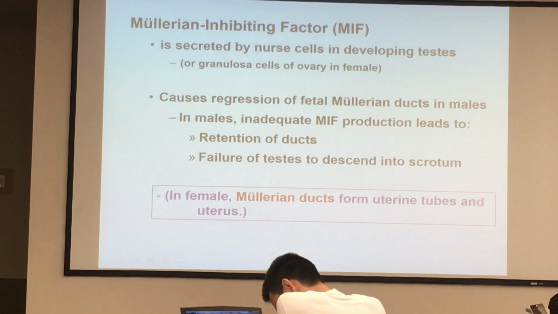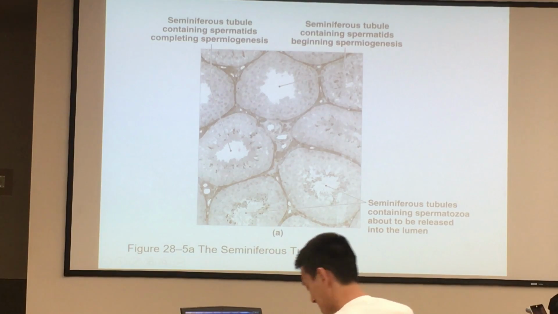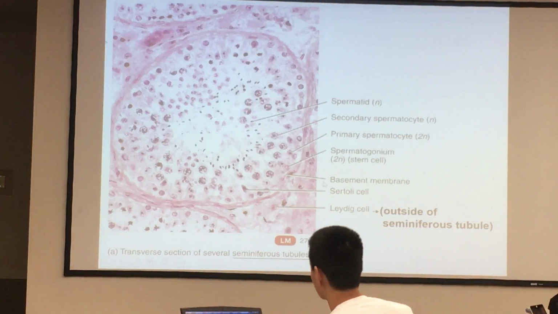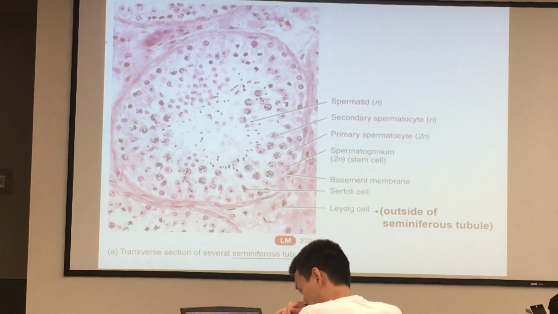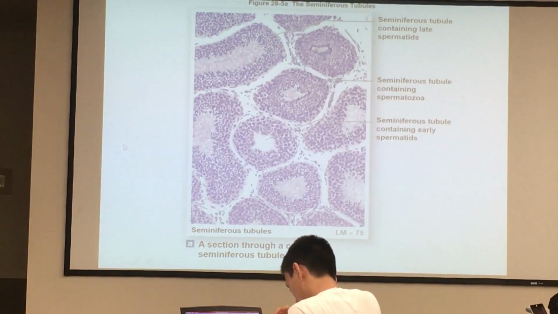And this Mullerian duct is developed in females' ovary. Chapter 18, you know this one, cross section of the lobule of testis. You see this seminiferous tubule, and some has mature sperm. And we amplified it. You can see outside is Leydig cell or interstitial cell. Inside different stages of sperm growth.